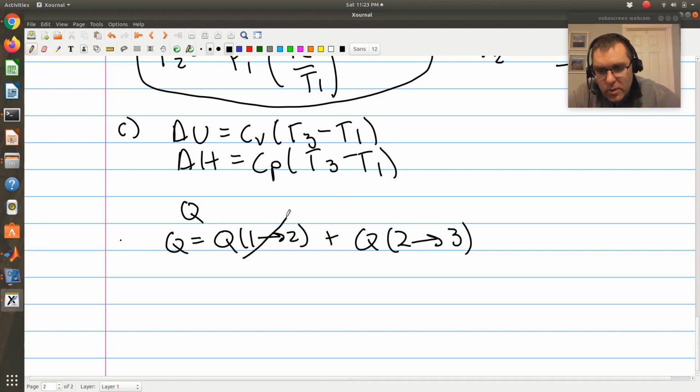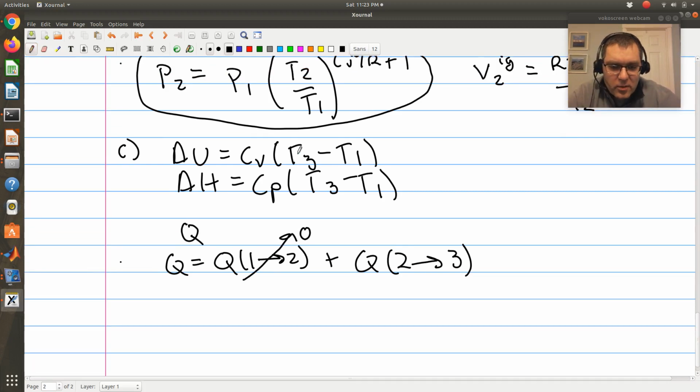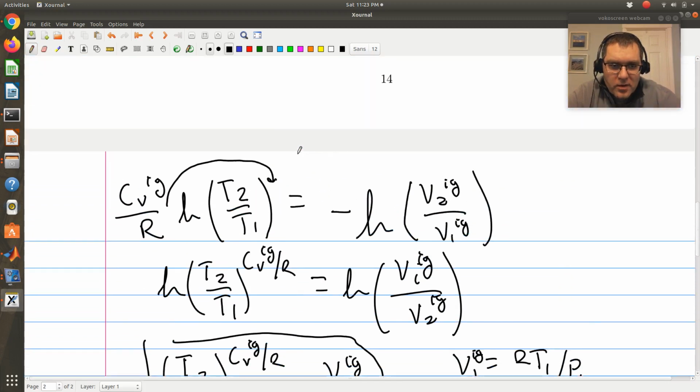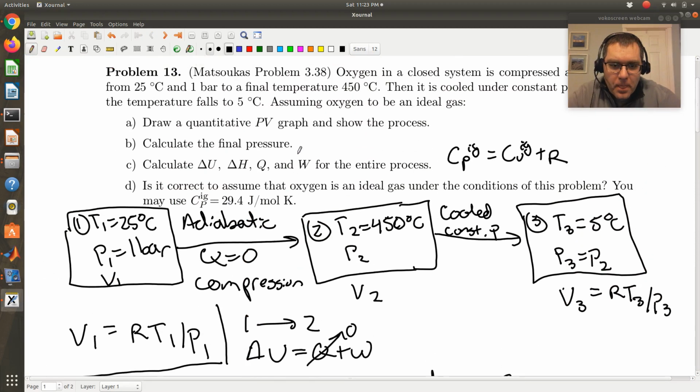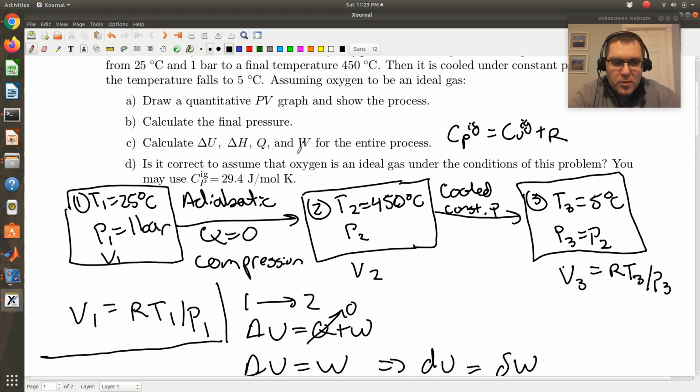Well, Q from 1 to 2 is just 0 because it's adiabatic. So Q is just going to be equal to Q for the second step, going from 2 to 3. Now, in going from step 2 to 3, we're told that we have cooling at constant pressure.